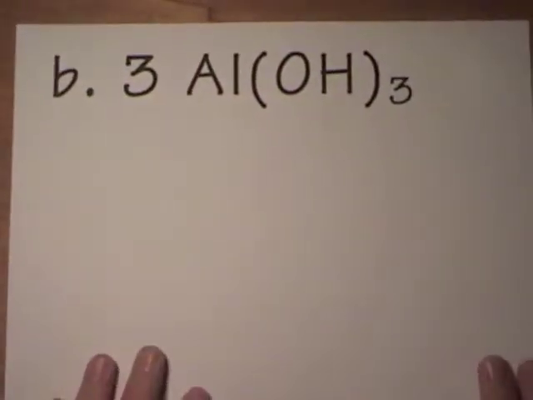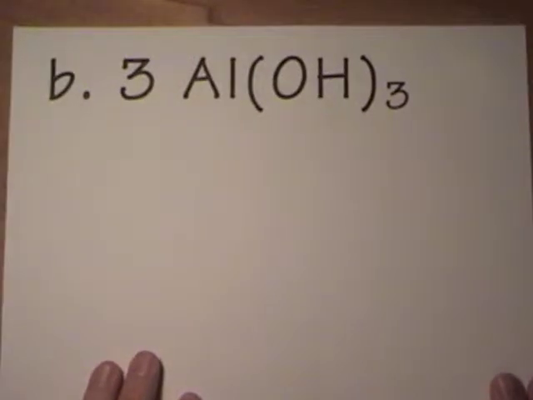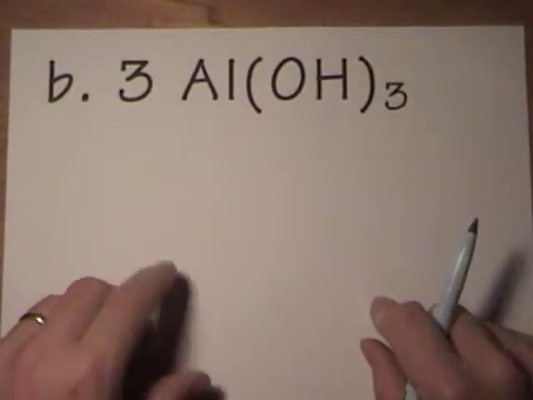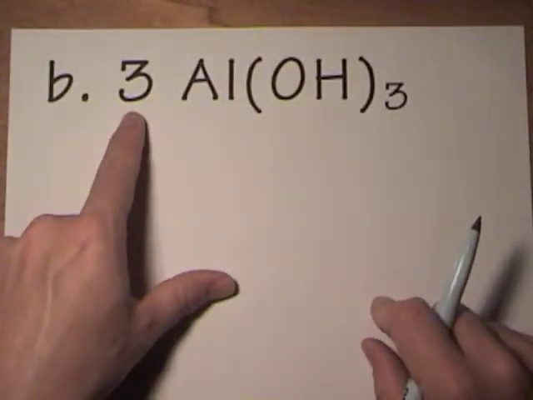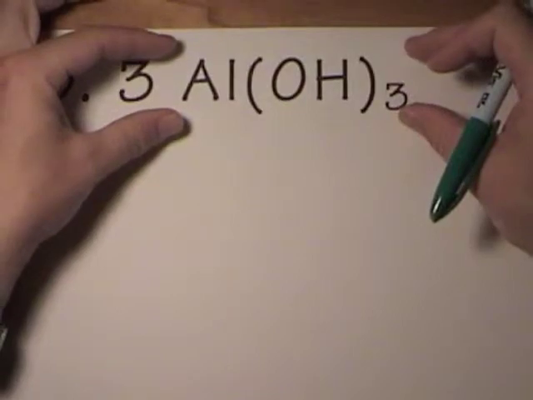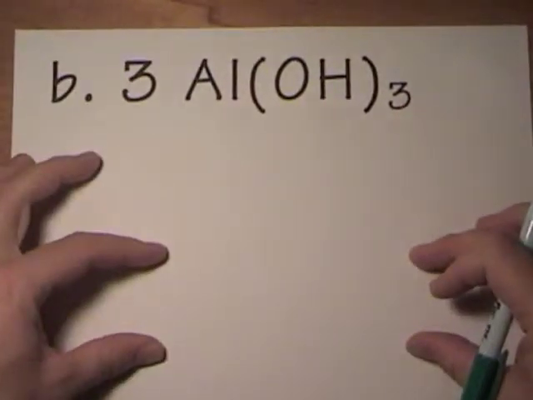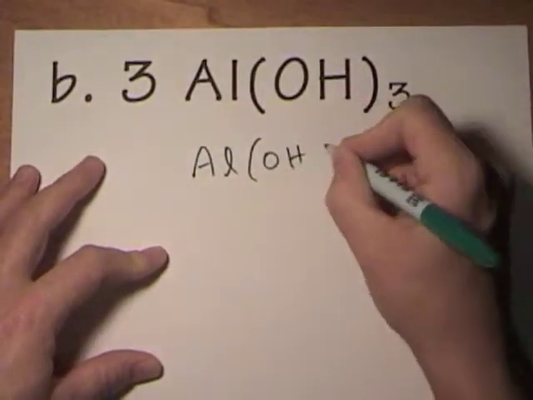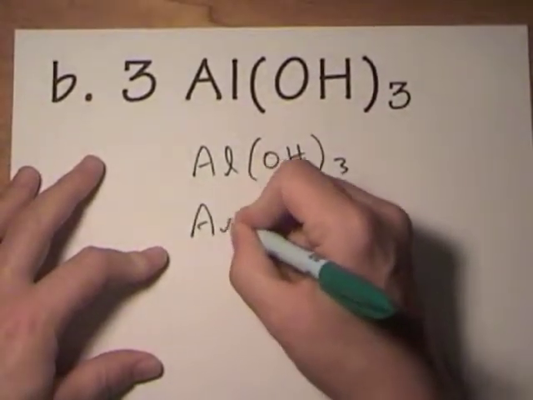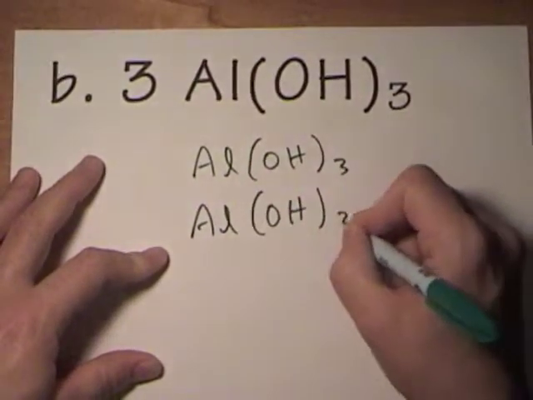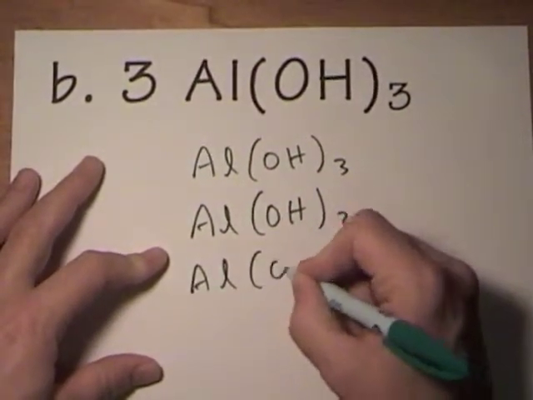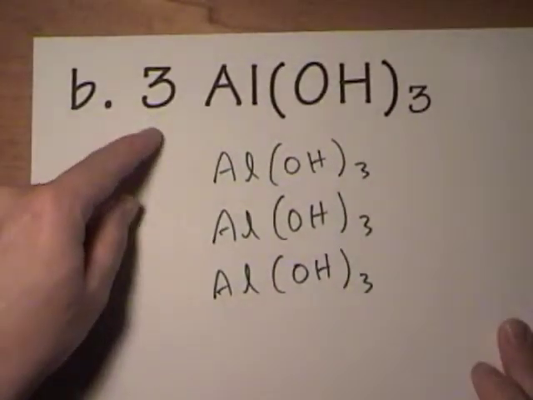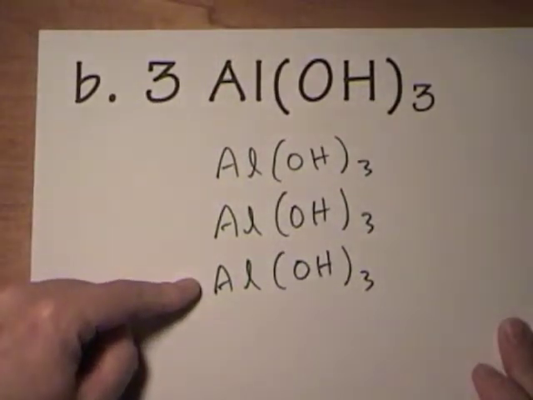This is aluminum hydroxide, found in some antacid tablets like Rolaids. Now, we've got a couple things going on. We've got a coefficient of 3, which means I've got 3 of this whole thing. Boom, boom, boom. I've got 3 of them. I have aluminum hydroxide one time. I have aluminum hydroxide another time. I have aluminum hydroxide a third time. So I've got 3 of them. So this 3 counts 1, 2, 3 of that compound.